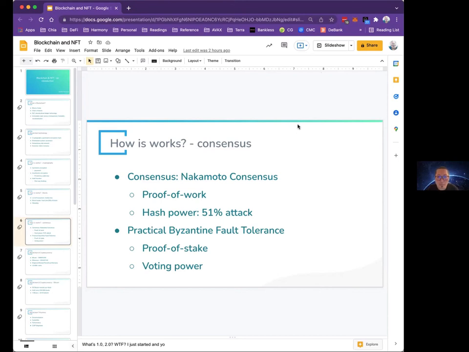Okay, so another question. Is it possible for a few companies to have more than 50% hash power or voting power? What happens if so? This is also a good question. I think this student probably learned already about the blockchain. Let's go back to Bitcoin. The hash power represents how much computing power you can use to calculate the hash in order to mine this block.